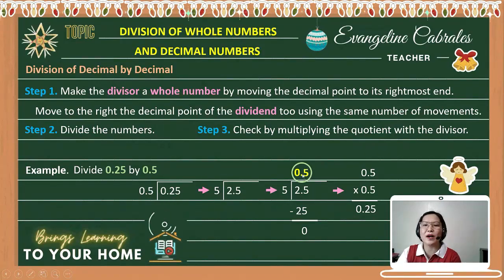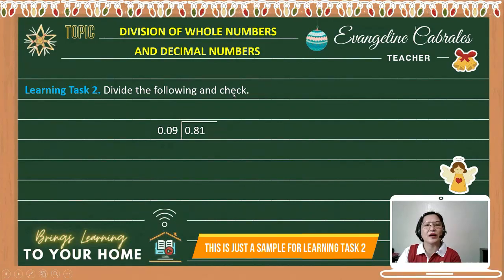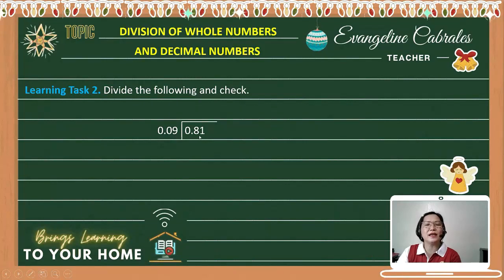So, tama. Tama yung ginawa natin na ini-align ang decimal point ng dividend sa quotient. Bakit 25 hundredths ito? Kasi dalawa ang decimal places sa factors. Hindi ba ganito ang pinag-aralan natin noon nung ang topic natin ay multiplication of decimals. Dalawa dito sa factors, kaya dalawa rin sa sagot or sa product. Okay? So, let us have learning task 2. It says divide the following and check. So the divisor is 9 hundredths and the dividend is 81 hundredths.